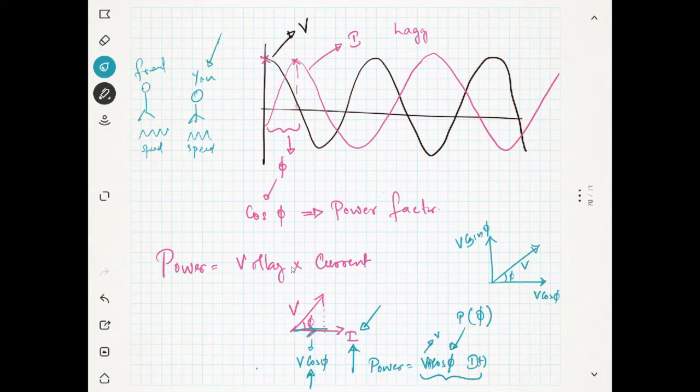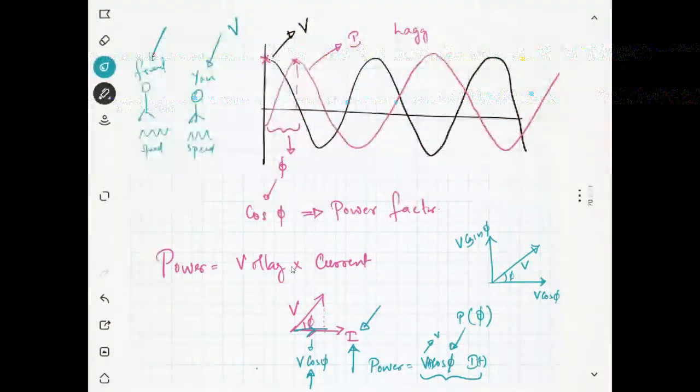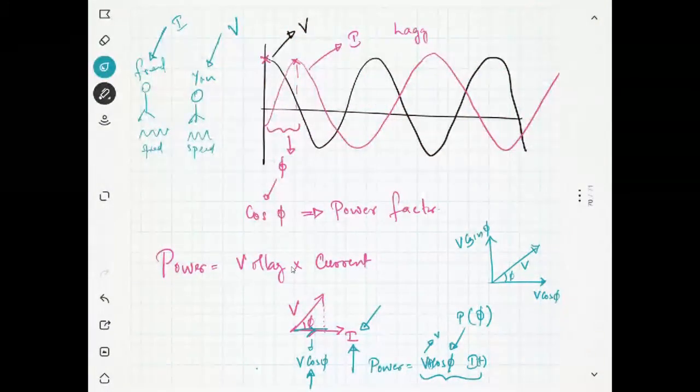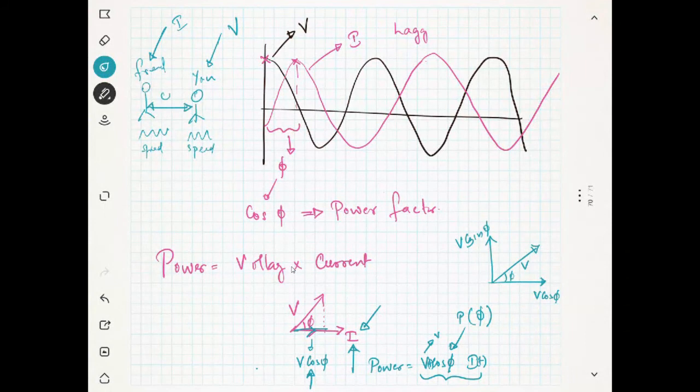Actually, I am talking about the voltage as you, and your friend is the current. Always the current will be following the voltage. Both will come together, and the delay between these two, that's the angle phi. You understood? Yes, sir. That's the idea.